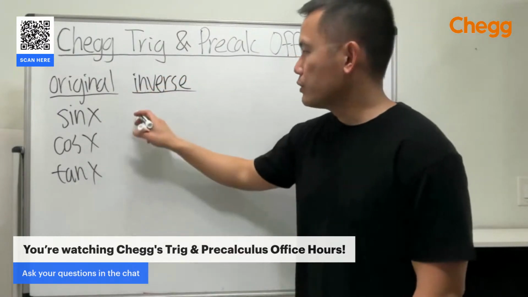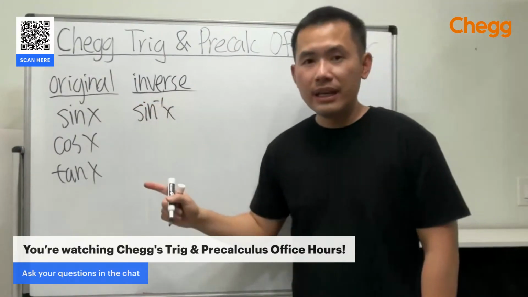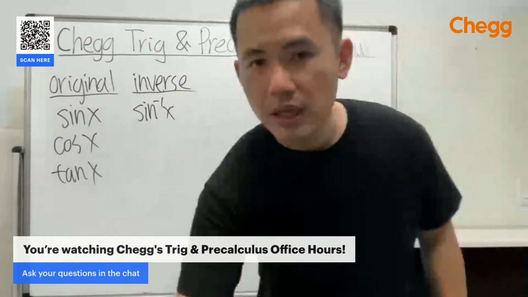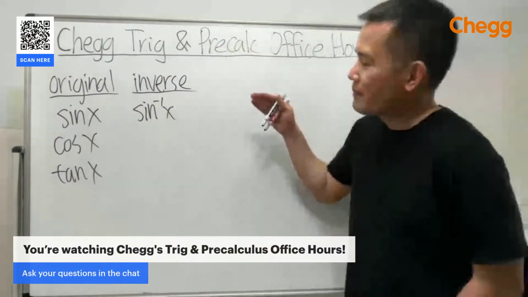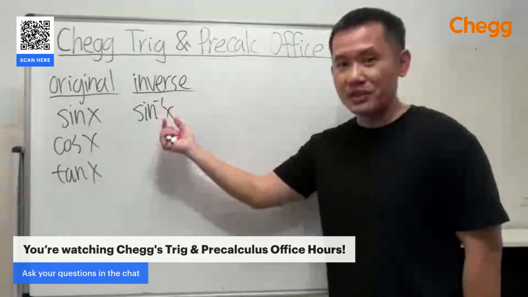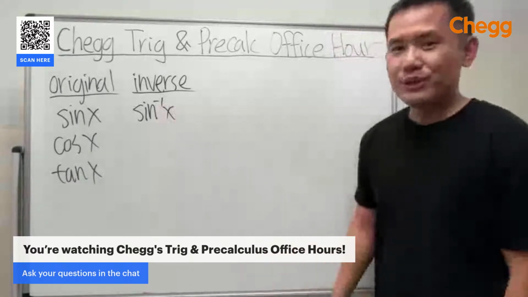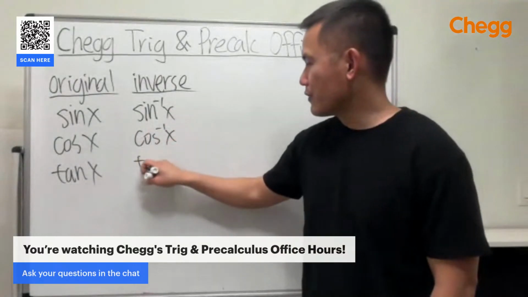For the inverse, we're just going to put a -1 right here, like this. And that's actually the notation that you will see on a calculator too. So even if you don't like it, which many people don't because of the -1 notation, just try to get used to it. And of course, we have inverse cosine and also inverse tangent.